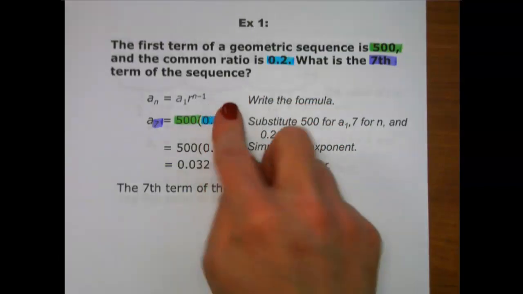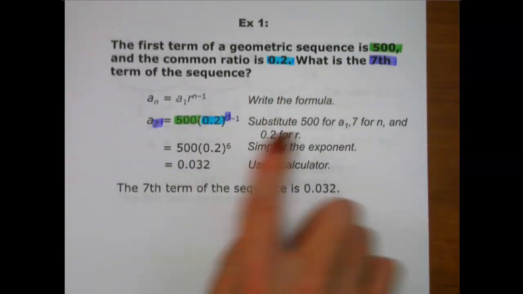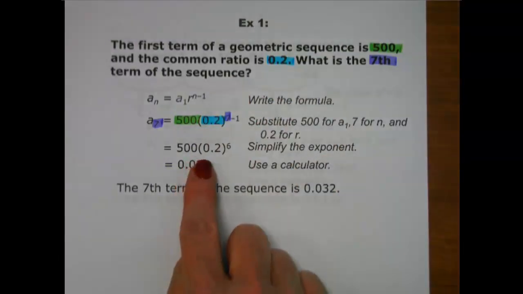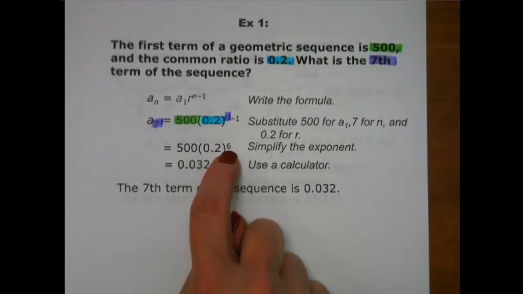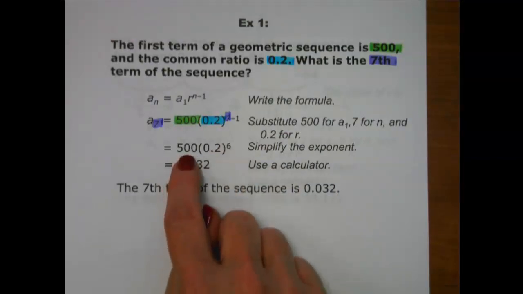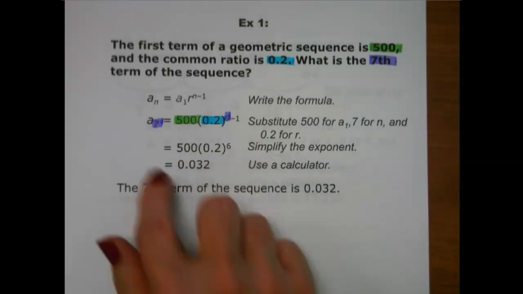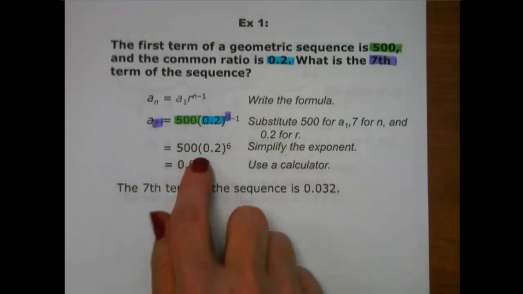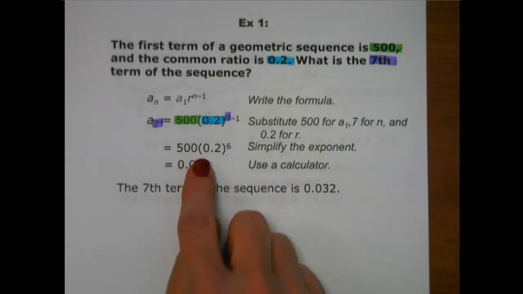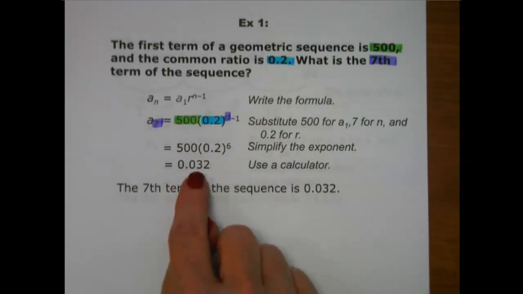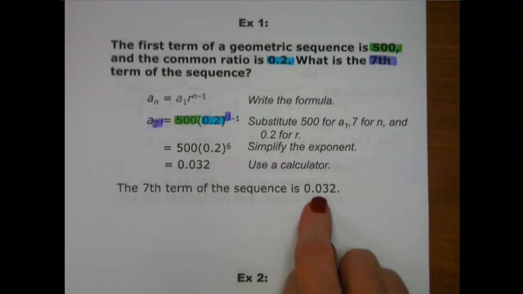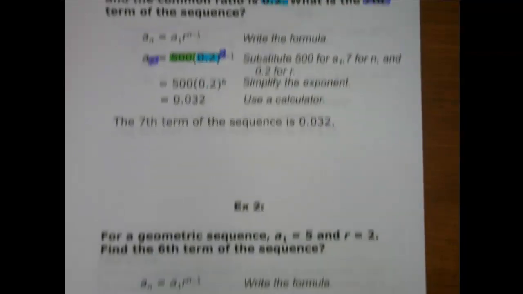Sorry, I didn't mean to get over that. So now let's simplify. Well, 7 minus 1 is 6. That's where the 6 comes from. So now it's 500 times 0.2 to the 6th power. We teach this here because it looks very similar to the way exponential functions are set up. The seventh term, when you put this in the calculator, would come out to be 0.032 or 32 thousandths. Let's look at example 2.